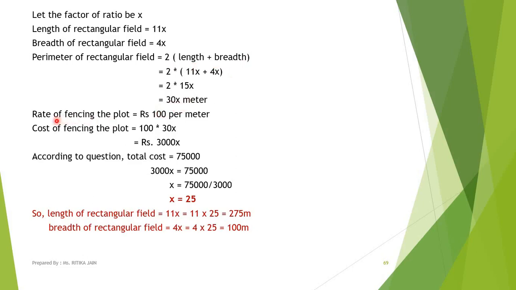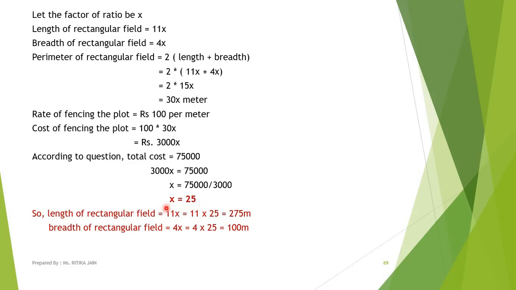Now, the rate of fencing the plot is rupees 100 per meter. So, what would be the cost of fencing for 30x meter? Obviously, we will multiply 30x by 100. It will give us 3000x. And according to question, the total cost borne by the village panchayat is also given to us, that is 75,000. So we will equate these two values. So we will get 3000x equals 75,000, and through this equation the value of x will be 25.